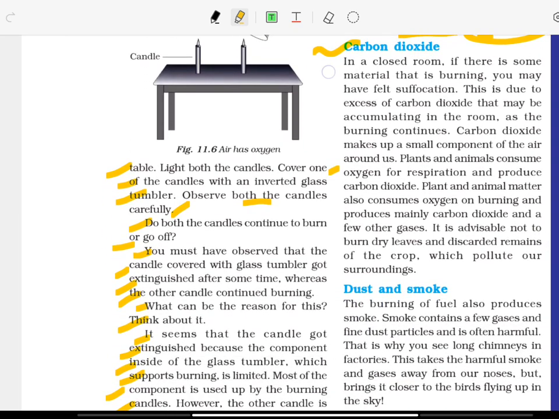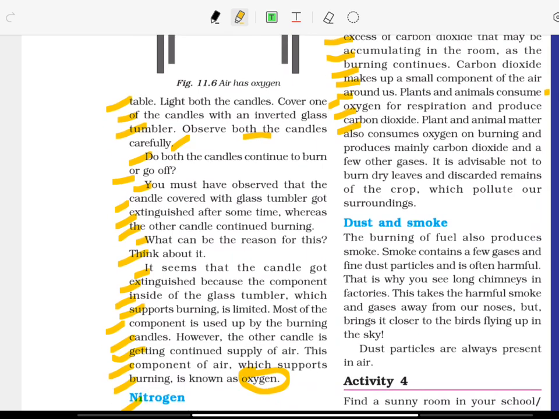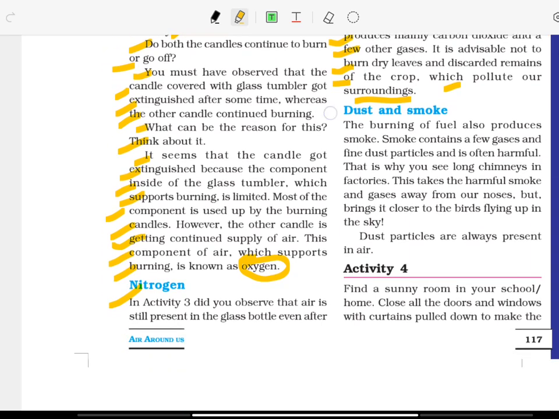Carbon dioxide. In a closed room, if there is some material that is burning, you may have felt suffocation. This is due to the excess of carbon dioxide that may be accumulating in the room as the burning continues. Carbon dioxide makes up a small component of air around us. Plants and animals consume oxygen for respiration and produce carbon dioxide. Plant and animal matter also consumes oxygen on burning and produces mainly carbon dioxide and a few other gases. It is advisable not to burn dry leaves and discarded remains of crops, which pollute our surroundings. Dust and smoke.